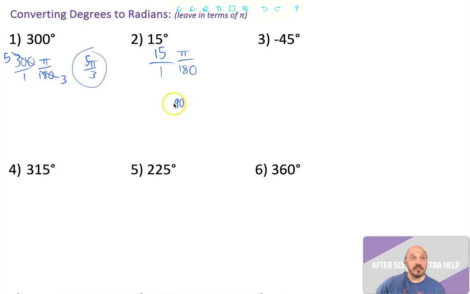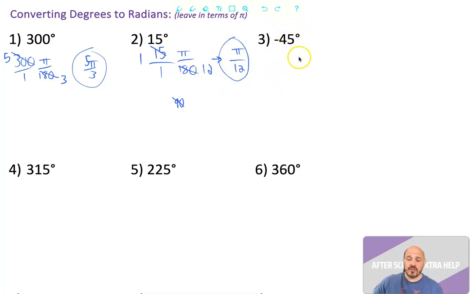So 15 and 15 is 30. Another 30 would be 4 15s. Another 30 would be 6. So if 15 goes into 90 6 times, well, it must be twice that for 180. And if your teacher allows you to use a little calculator, you could have come up with 15 going into 180 12 times. Right, and 15 goes into 15 once. And if we multiply across, we get pi times 1, which is pi, and we get 12 in our denominator. So 15 degrees is pi over 12 radians.